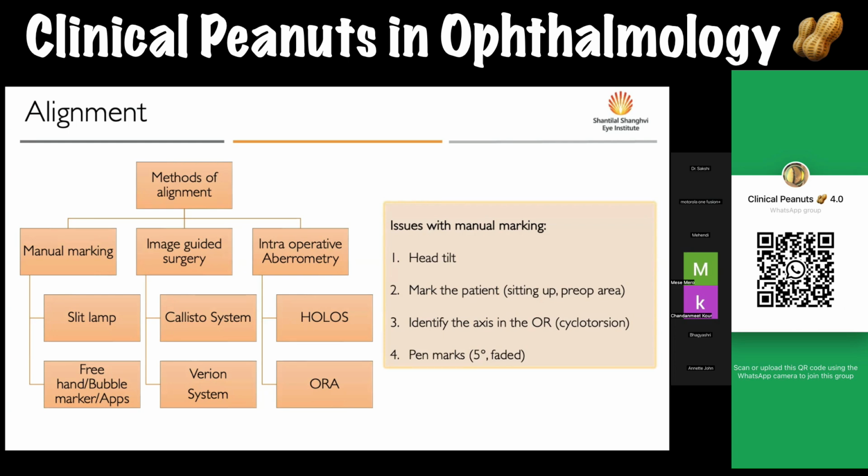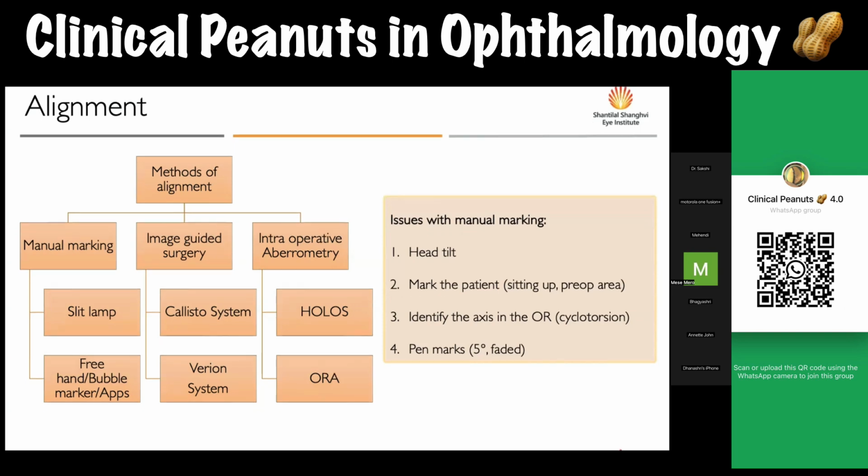The issues with this is that, of course, it has to be done in the pre-op area, and by the time you shift the patient from the pre-op to the OT, those marks do tend to fade or run off. There is sometimes a little component of head tilt as well, and some of these pen marks are quite thick. So a lot of now senior surgeons don't use a pen, but use sometimes a 26 or 27 gauge needle and mark the cornea. And this helps prevent them from fading and also helps reduce the errors that might be produced due to very thick pen marks, which sometimes can amount to almost 5 degrees of error.